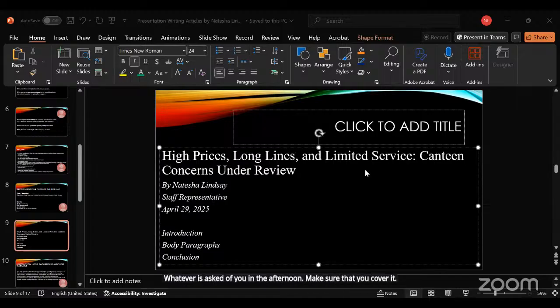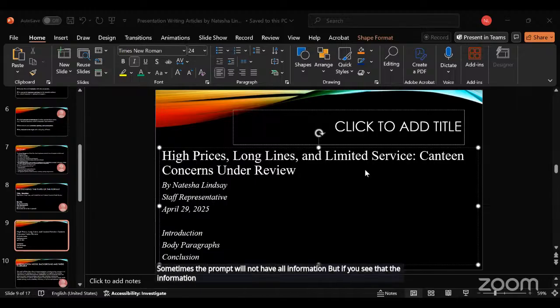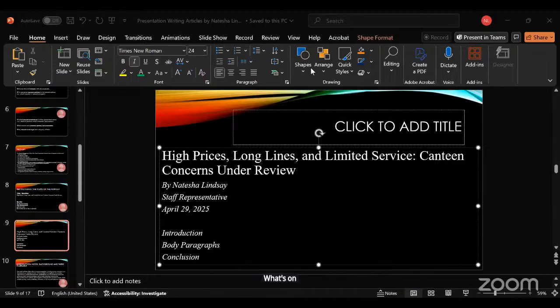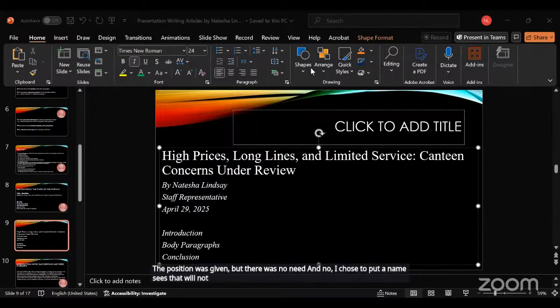Sometimes the prompt will not have all information, but if you see that the information is relevant to completing what CSEC has asked, you are free to make it up. In this prompt, there was no name given to the writer of the article, but on your screen, you're seeing a name on the article, right? The position was given, but there was no name. And so, I chose to put a name. CSEC will not reprimand you for that.